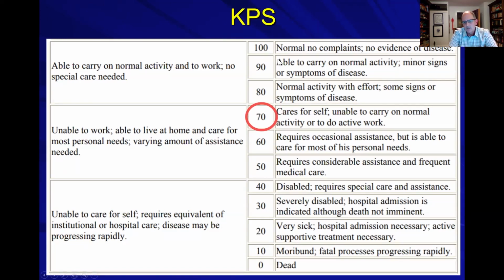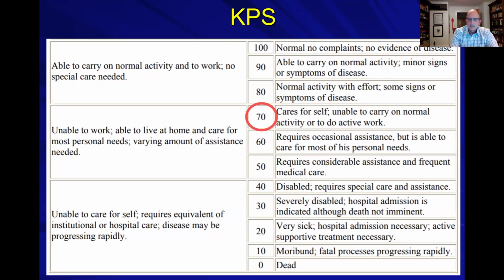And you'll see that I circle 70. So 70 is really the most common number that we focus on when we're trying to figure out, is this a patient who can tolerate very aggressive therapy? And what 70 means is this is a patient who can care for themselves. They may not be able to do all normal activities. They may not be able to maintain an active work schedule, but they can pretty much care for themselves. They can be independent.